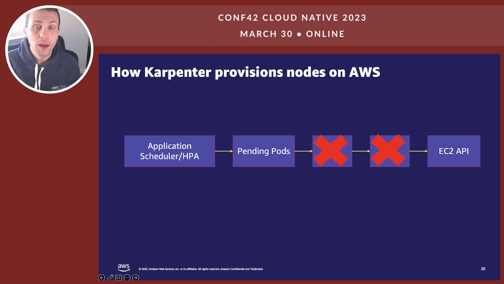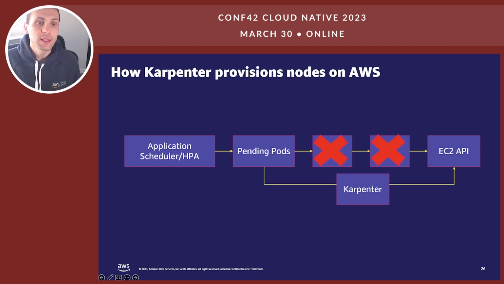Now, the way Karpenter works is instead of having to talk to Cluster Autoscaler and the specific autoscaling group, pending pods will actually talk directly. Karpenter will watch for those pending pods. Those pending pods will then actually set an action on Karpenter.